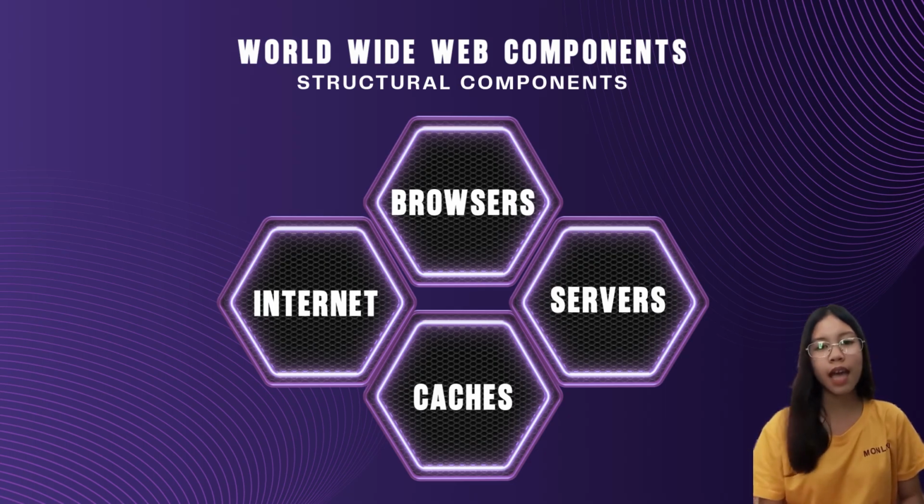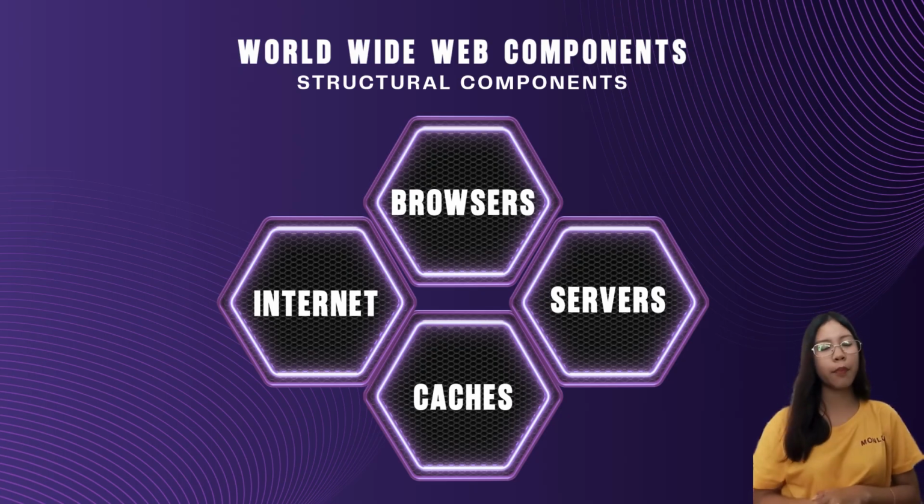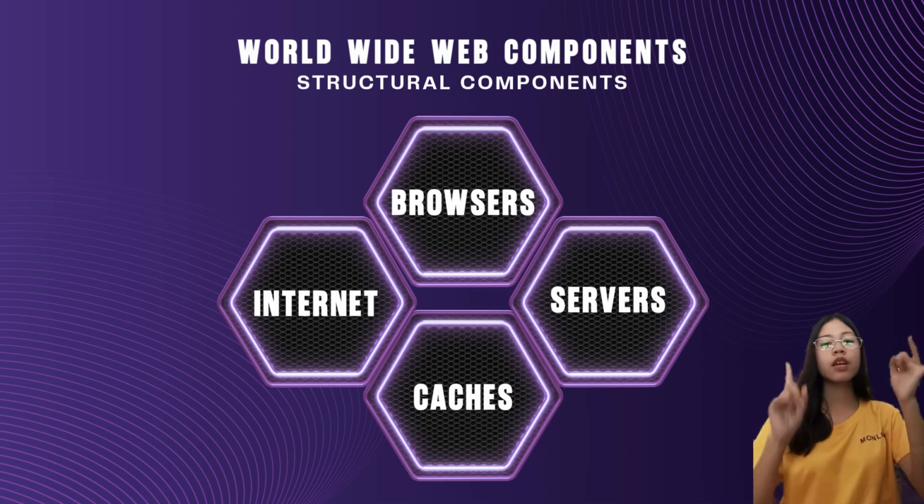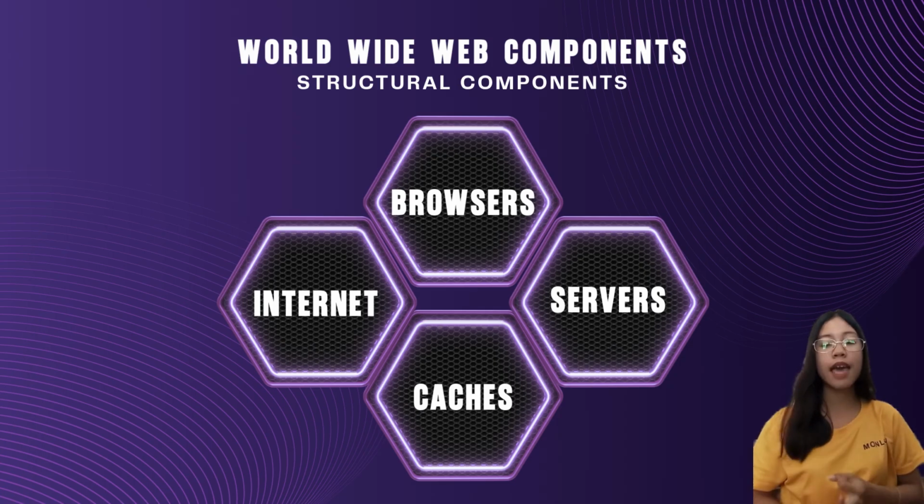Now let's discuss the structural components of the World Wide Web. The World Wide Web, or WWW, operates through several interconnected structural components that make it possible for users to access, share, and interact with digital information. These components include browsers, servers, caches, and the internet infrastructure itself.